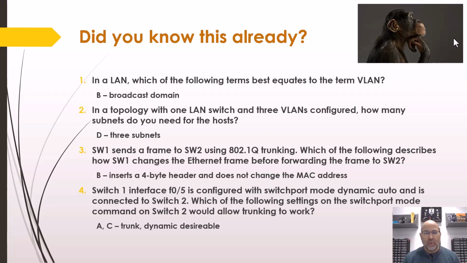Question number 4, switch 1 interface F0/5 is configured with switchport mode dynamic auto and is connected to switch 2. Which of the following settings on the switchport mode command on switch 2 would allow the trunking to work? And there were 2 of them, trunk and dynamic desirable. So if you set the port to a trunk, or you said, I'm willing to negotiate this, but I'll wait, I'll see what you're doing, that was dynamic desirable.